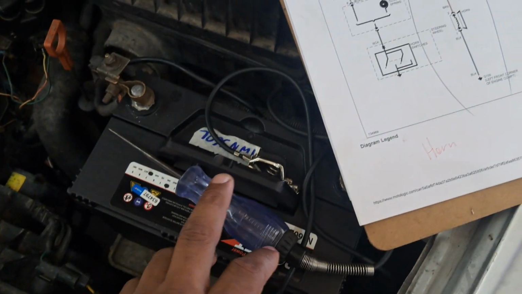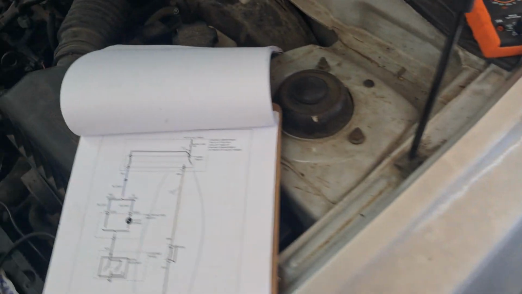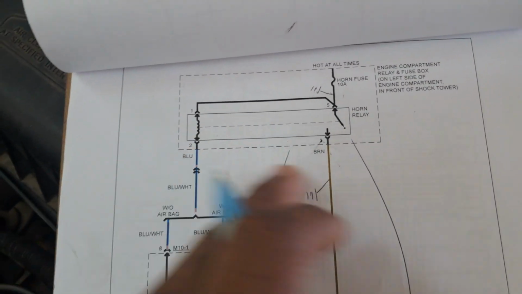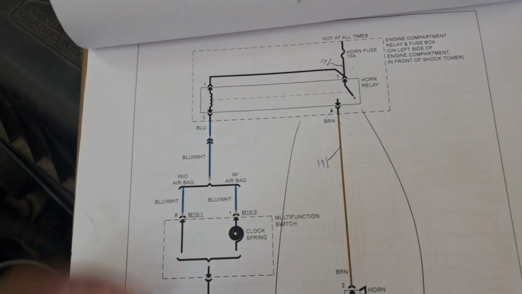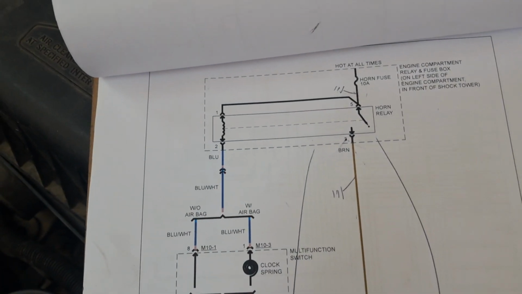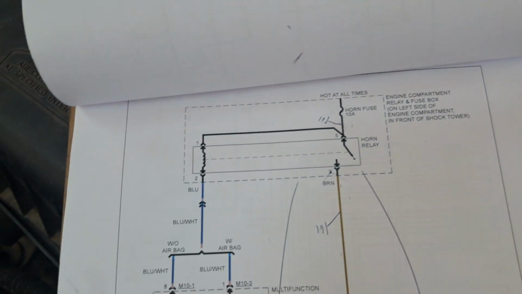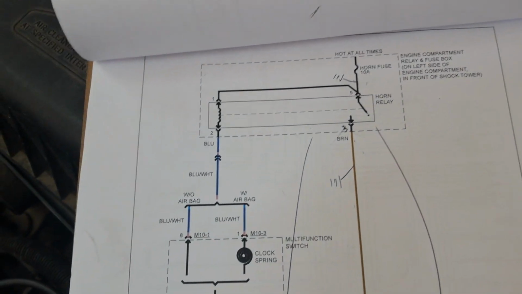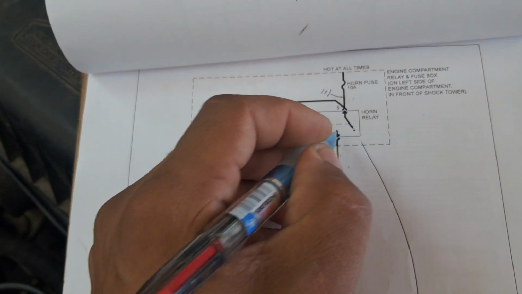We're going to need some test equipment. We can use a simple test light or a multimeter, and I'll show you how to use both. What we are going to do is identify and locate our horn relay in the fuse box and pull the horn relay. We're going to identify pin 3, because this is where we're going to do our testing. Then we're going to connect our test light.